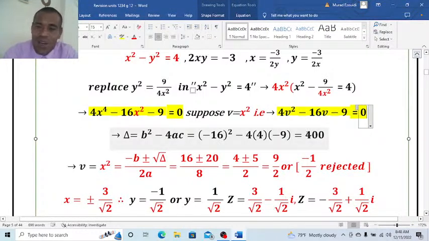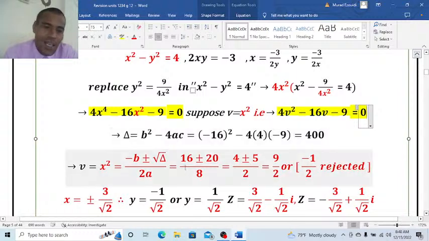I found 400, which means 20 multiplied by 20, or the square of 20. So the root of delta is 20. So therefore v, in fact x squared, equals minus b plus or minus root of delta, divided by 2a. I'll just substitute. Minus -16 is positive 16, plus or minus root of 400 which is 20, divided by 2 times 4, which is 8.